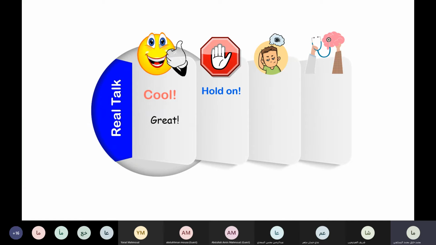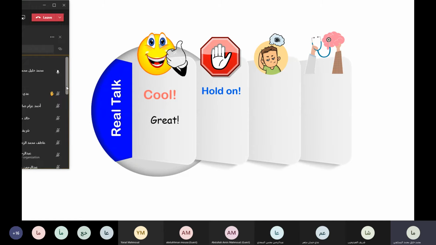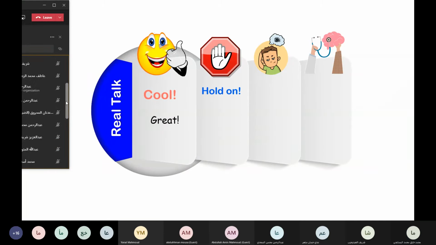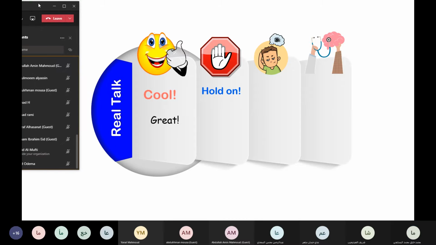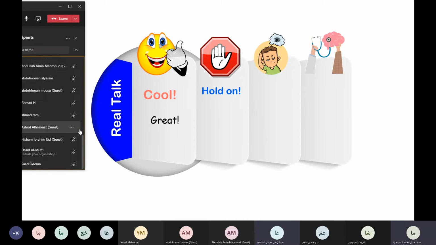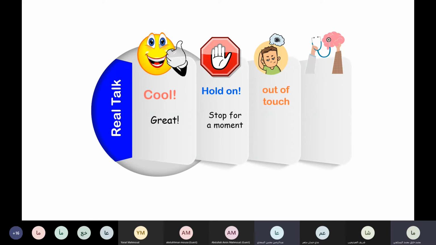The second, hold on. What does it mean, hold on? Ashraf, are you here? Yes, Ashraf. Hold on means what? Stop or wait. Yes, stop for a moment. Yes, wait. Someone is talking and you want to interrupt him for a minute. Hold on, just 1 minute. Stop for a minute, okay.